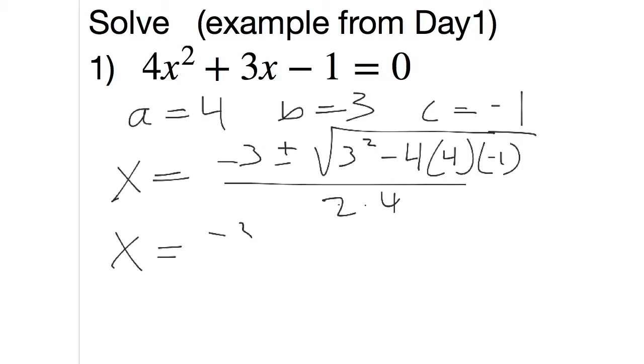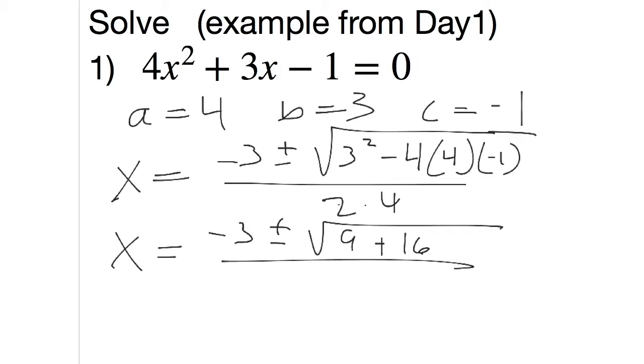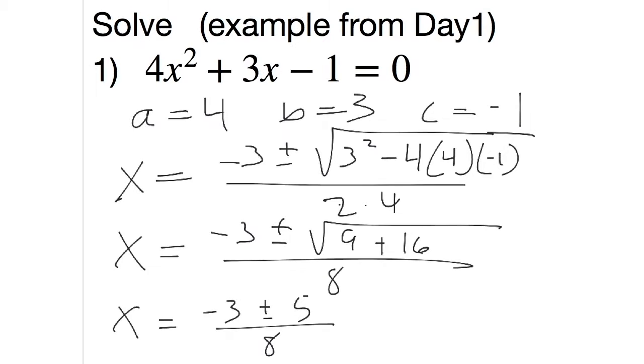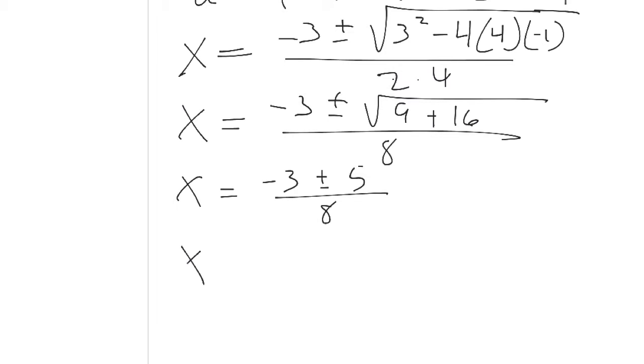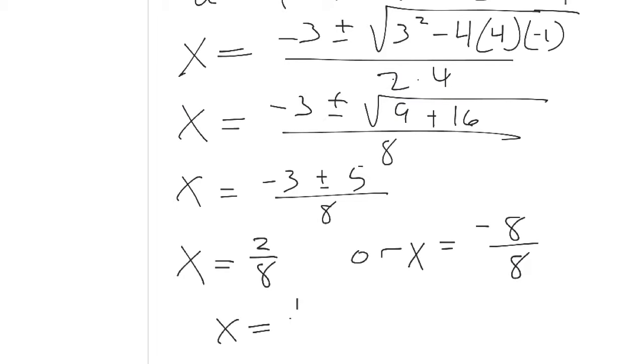So let's do it. Negative 3 plus or minus the square root of 9 plus 16 all over 2 times 4, which is 8. X is equal to negative 3 plus or minus the square root of 25, which is 5, all over 8. X is going to equal negative 3 plus 5, which is 2 over 8, or negative 3 minus 5, which is negative 8 over 8. When you simplify it down, you get x equals 1/4, or x equals negative 1.